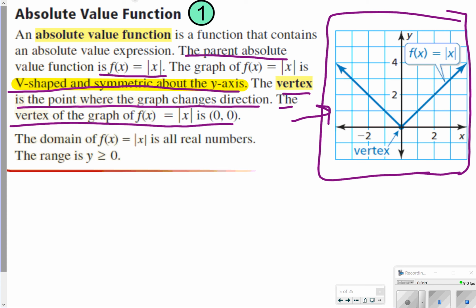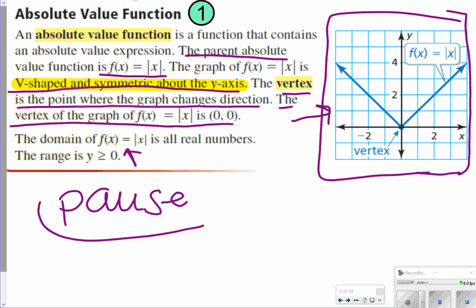So the things that are underlined and highlighted around, let's go ahead and take time now to pause the video here. You should know about the domain and the range. The domain is going to be all real numbers because it's stretching through all the x's, and the range just has to be greater than or equal to 0. Okay, so let's go ahead and pause and write, and then once you're done, click play.